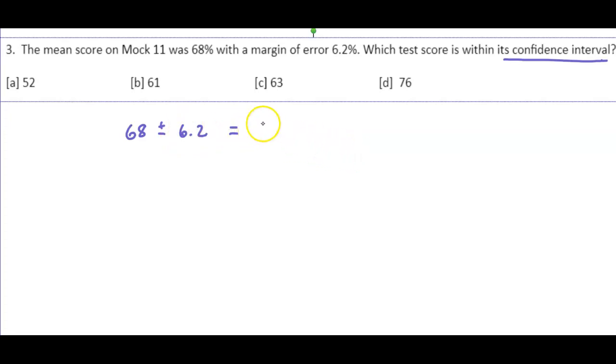So if I take 68 and subtract 6.2, I get 61.8. If I take 68 and add 6.2, I get 74.2. So basically any value that is within this range, including the endpoints, would be within its confidence interval. So all we're doing here is looking to see which of these 4 values falls in that range, and it turns out that it is 63.